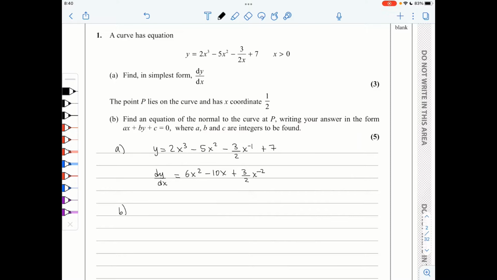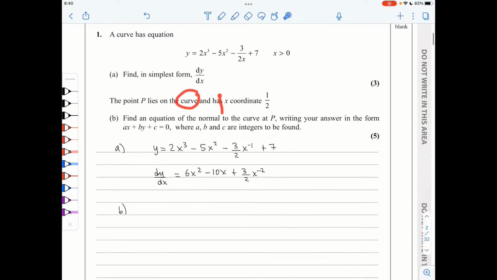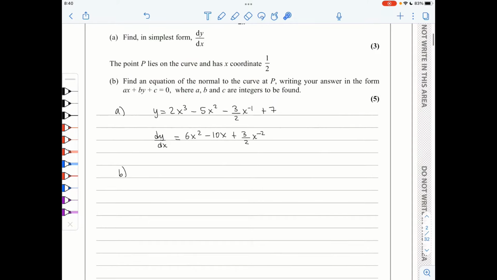And then in part B we've got the point P on the curve having an x coordinate of a half, and we need to find the equation of the normal to the curve at this point, giving our answer in the form ax plus by plus c is 0. So I will actually start off by saying that when x is a half, I will find the value of y by substituting in the expression for y. So y will be 2 times a half cubed minus 5 times a half squared minus 3 over 2 times a half plus 7, and this is giving an answer of 3.